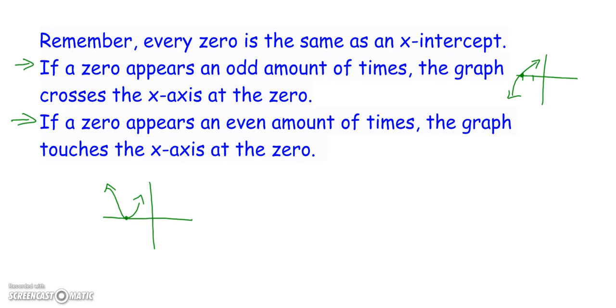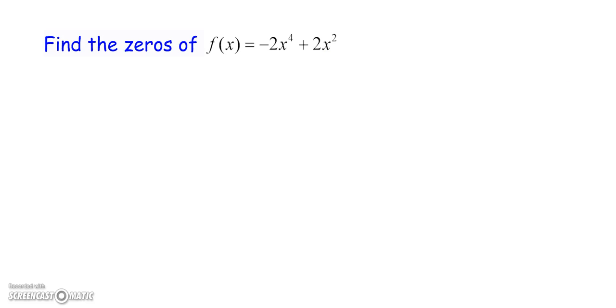Again, it's one of those pieces of information that helps you connect everything together and a good way to check your work to see if your graphs are correct.